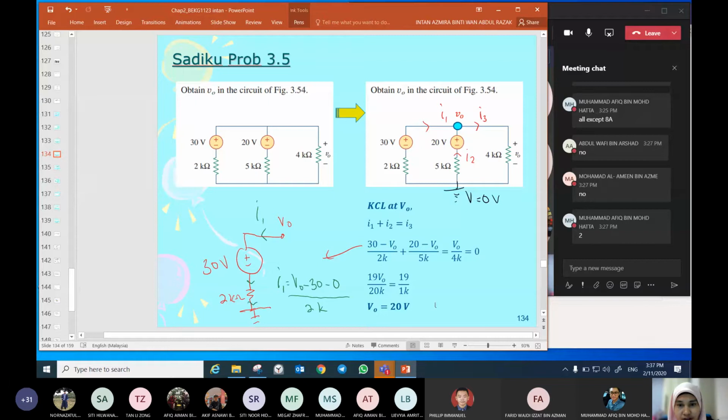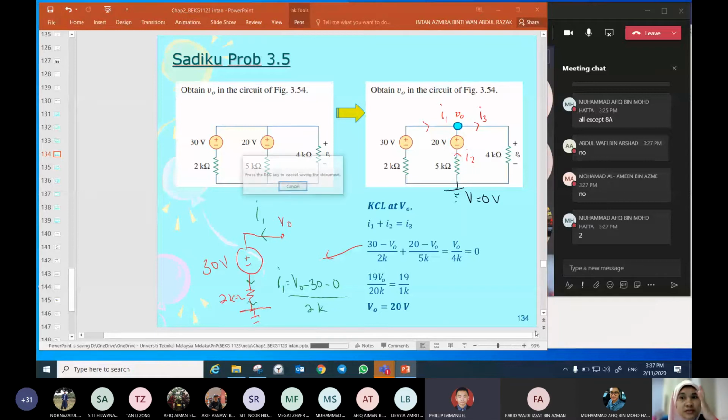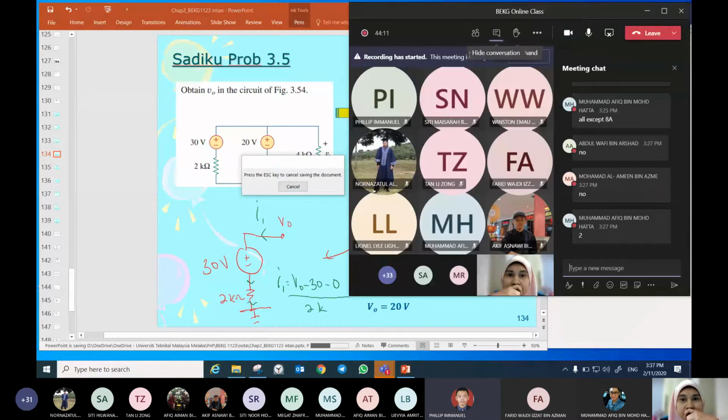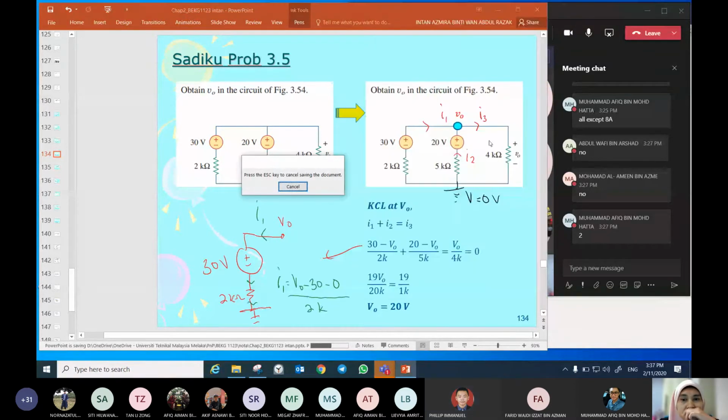Okay, we got the same answer, right? Yes, we still get the same answer. But the process has a lot of decimals and is a little bit complicated. So it is up to you.